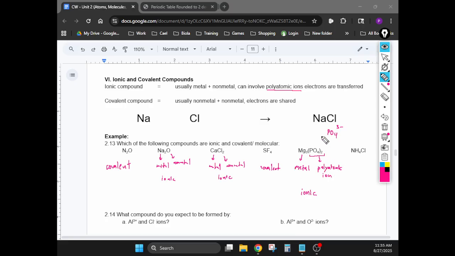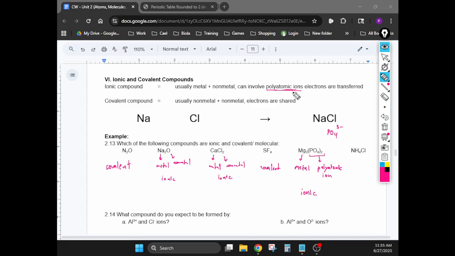Because it's a metal and a polyatomic, and the definition tells us you can have a polyatomic in an ionic compound. Are the polyatomics always in parentheses, or is it in the middle? Just when you have multiple of them. So here we have two PO4s, so that's why there are parentheses.